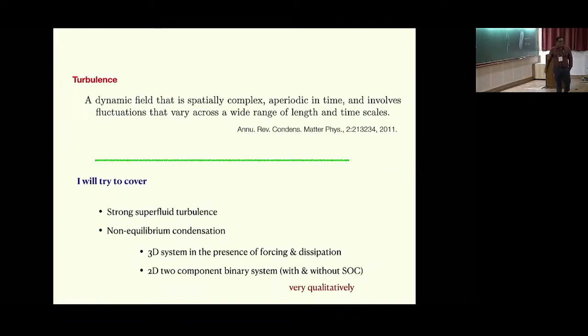Since I've been put in the turbulence section, I will take turbulence as a dynamic field that is spatially complex, aperiodic in time, and involves fluctuations that vary across a wide range of length and time scales, because this is going to allow me to cover superfluid turbulence and non-equilibrium condensation, which essentially would be wave turbulence, what I'm going to talk about. So I will be talking about non-equilibrium condensation in a 3D system in the presence of forcing and dissipation. And if time permits, I will go to 2 dimensions and show some results on a binary system with and without spin-orbit coupling.